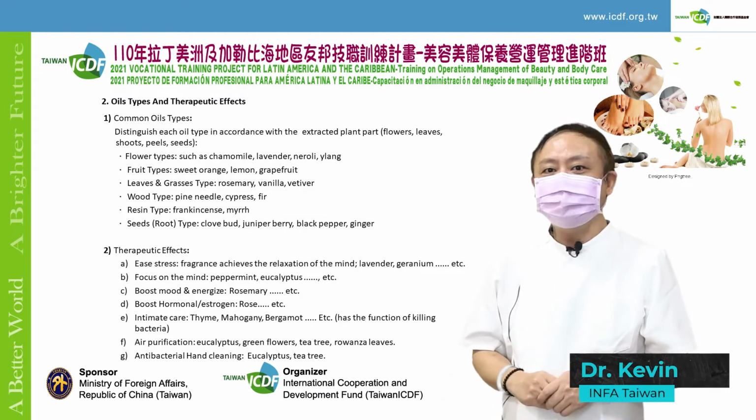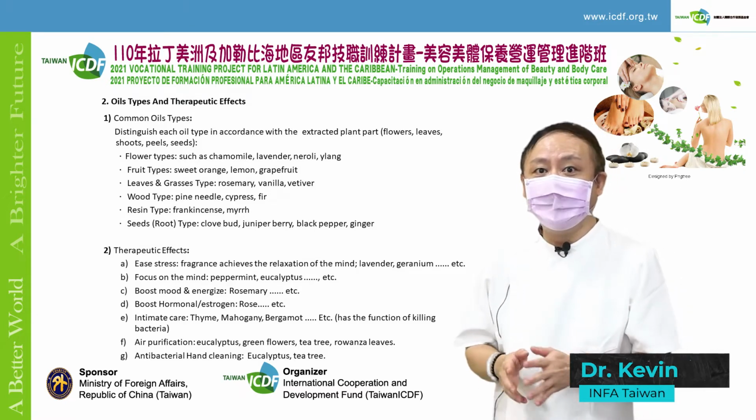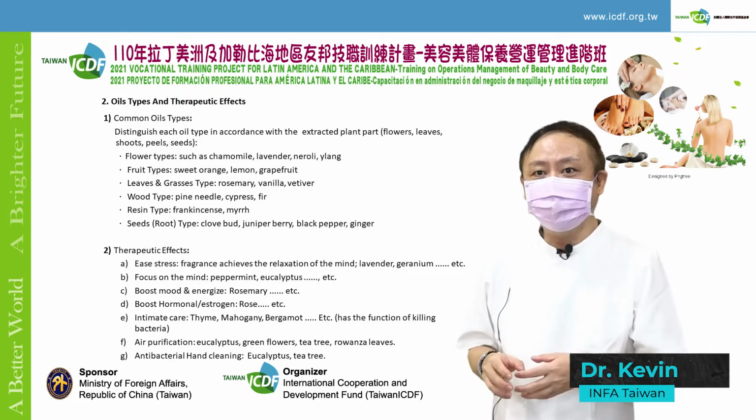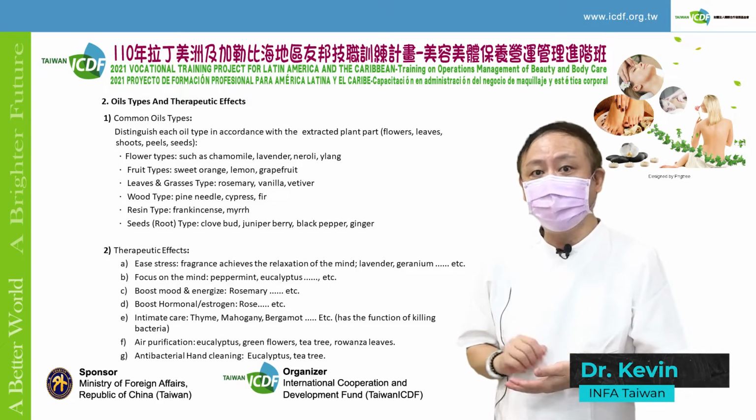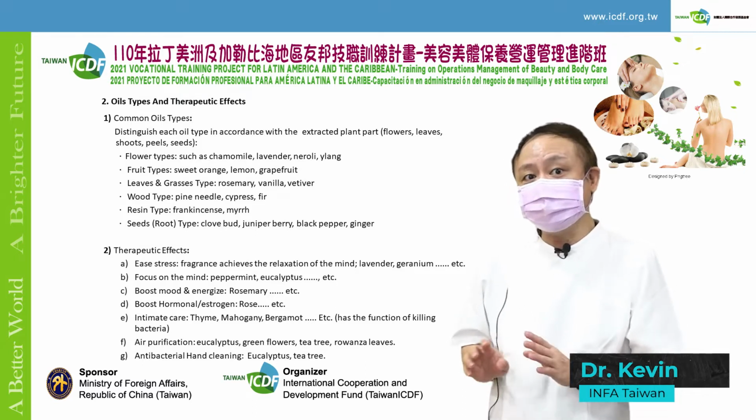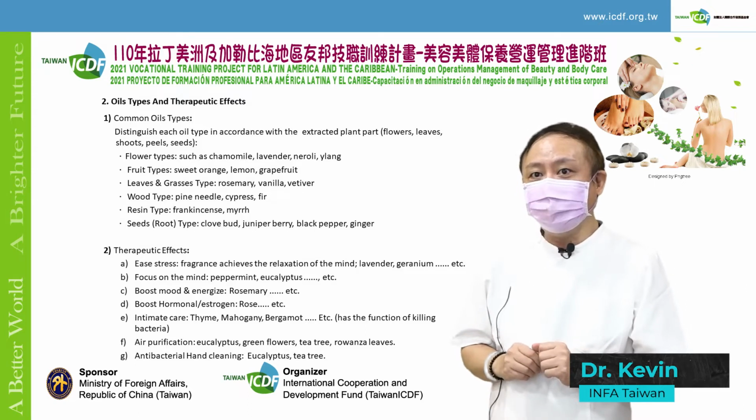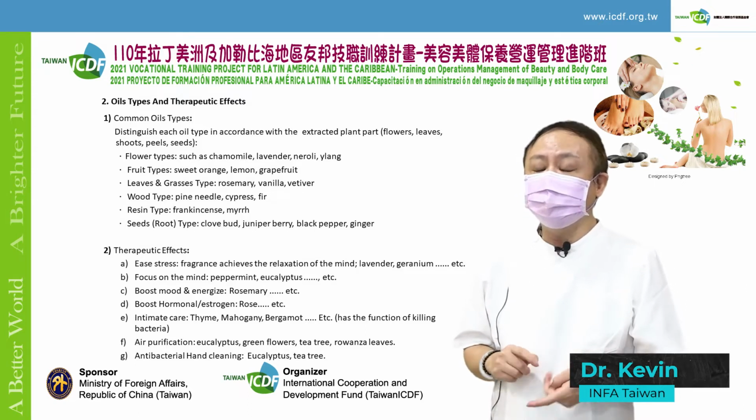So for these, back in the day, ancient people usually used this for praying or for rituals. So they'll use a higher-end frankincense and myrrh. Back then, frankincense and myrrh essential oil could cost as much as gold.